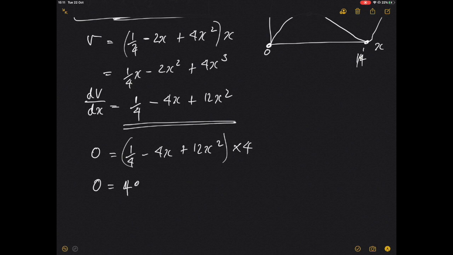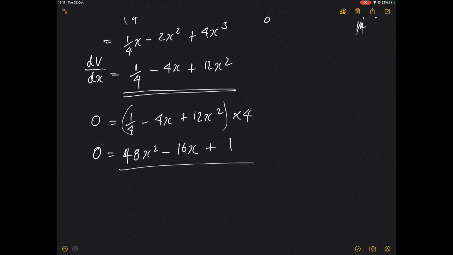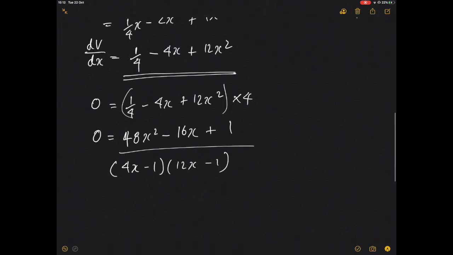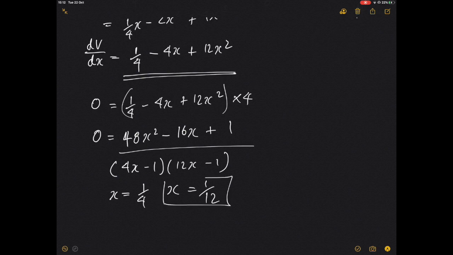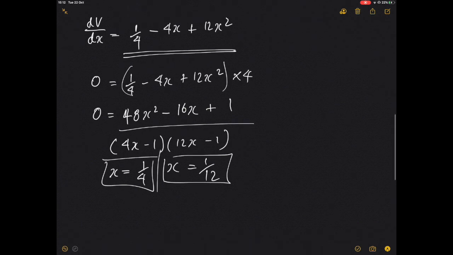a 48x squared minus 4 times 4 minus 16x plus 1. So let's neaten that up. Then we can solve that quite easily when we say that's 4x minus 1 and 12x minus 1. So therefore, x would have to equal either a quarter or x equals 1 over 12. Okay, so we now have our two values.